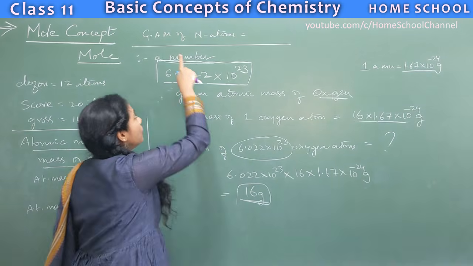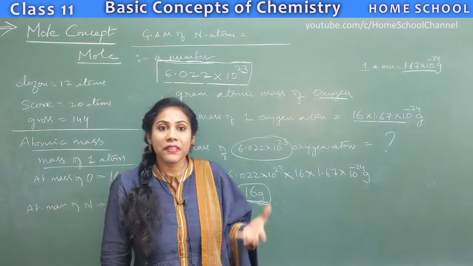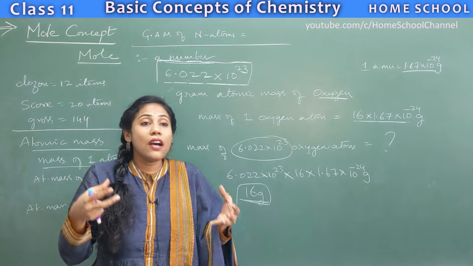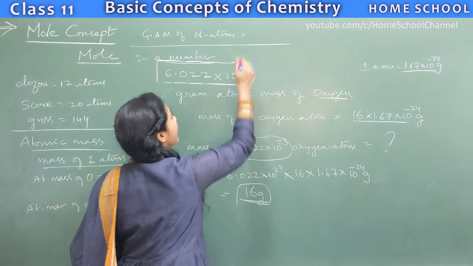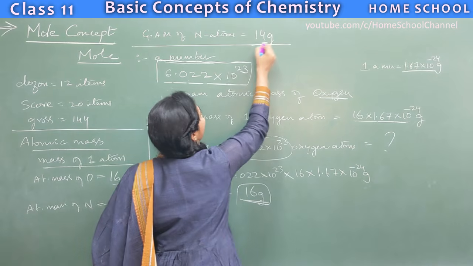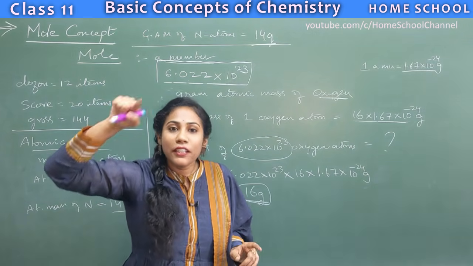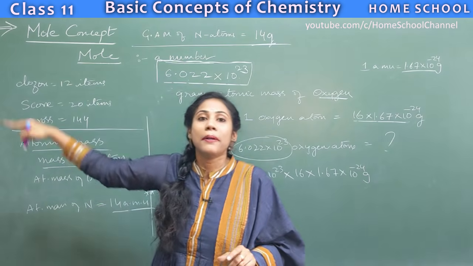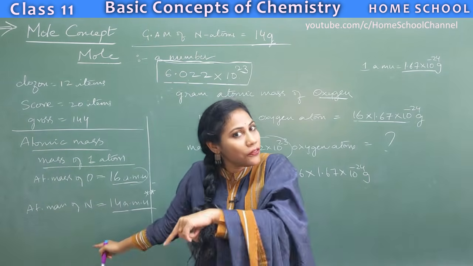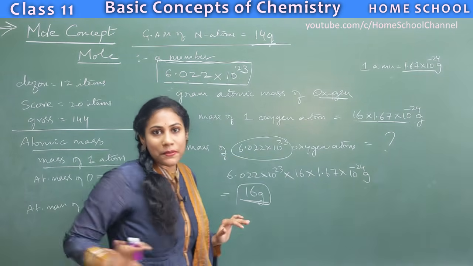But if I ask you what is gram atomic mass of nitrogen atoms? Gram atomic mass means mass of 1 mole of nitrogen atoms. If I ask you, it will be 14 grams only. Digit is same. Here also 14, there also 14. But the unit is different. Gram atomic mass means 14 gram. But just atomic mass, if I ask you, it is 14 AMU. There's lot of difference between AMU and grams.